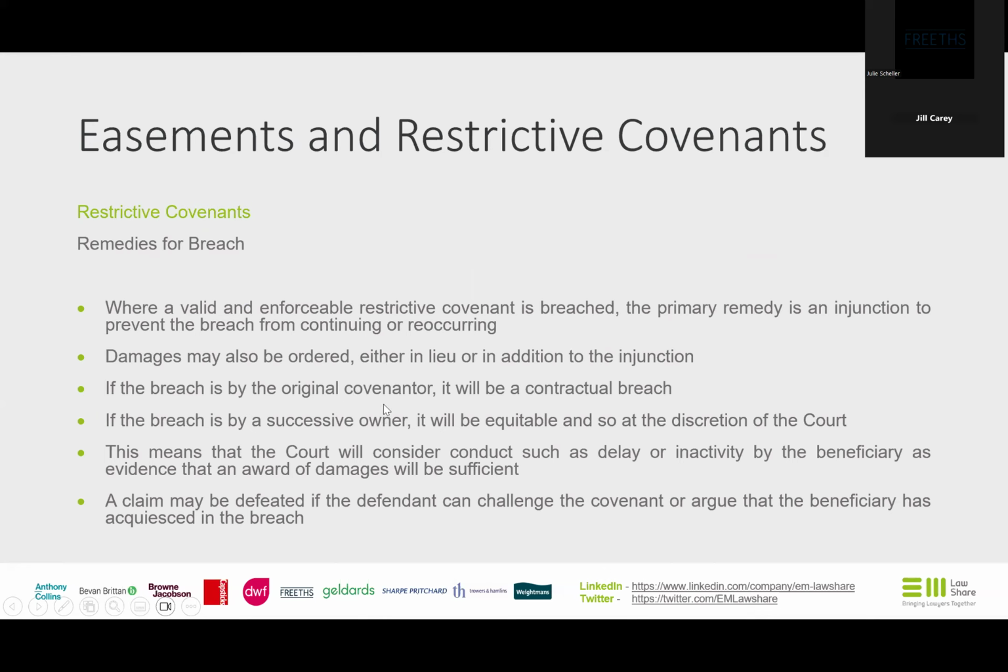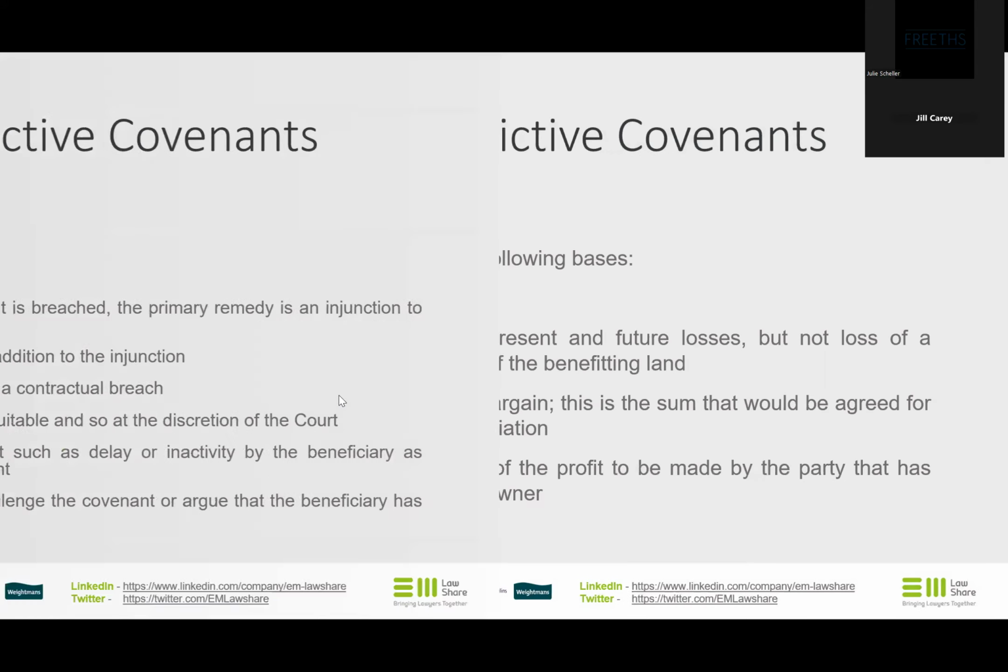Where the breach is by the original covenantor, it's a bit more straightforward. If the property has changed hands since, then it will be equitable, and so that means the court has discretion. So the court will look at conduct such as delay or activity by the beneficiary. So if you try to claim that they built something 5 years ago, the court is much less likely to say, right, they have to tear it down. However, you don't want to rely on that by sitting back, having breached it and crossing your fingers because it's not guaranteed. And a claim may be defeated if the person who's committed the breach can challenge the validity of the covenant or argue that you've consented or acquiesced in the breach.